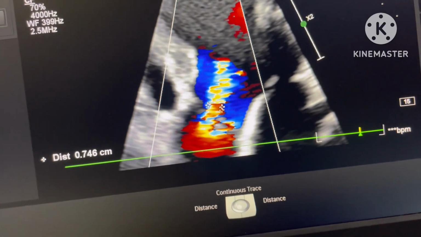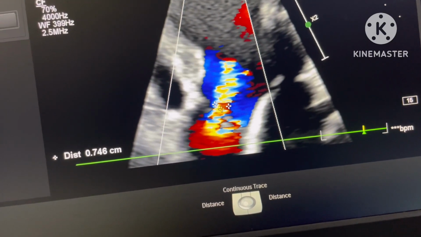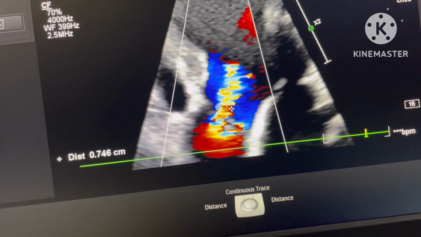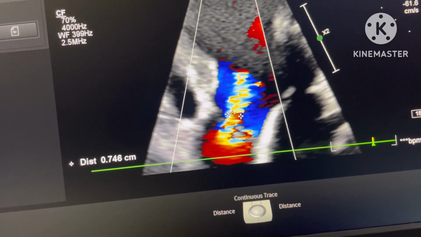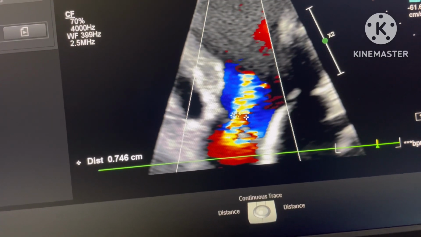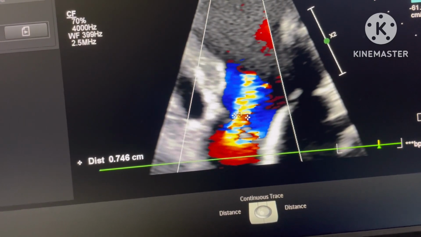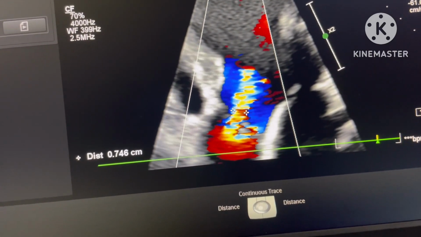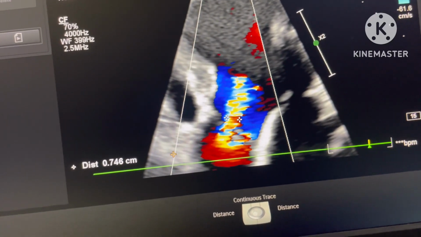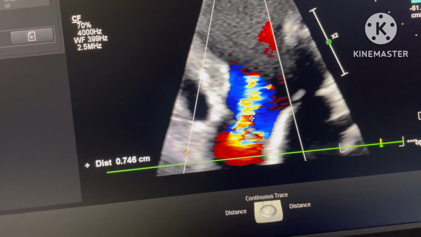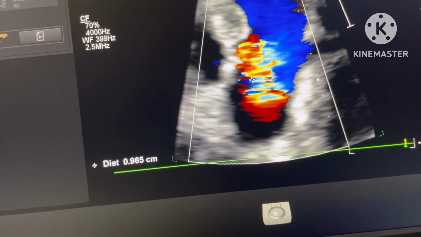In case of severe AR, the criterion: if more than 6 millimeter, that is severe AR. Less than 3 millimeter, that is mild AR. 3 to 6 is moderate AR. In this case, it is 7 millimeter, so it is severe AR. So that is vena contracta. You can again see the vena contracta.